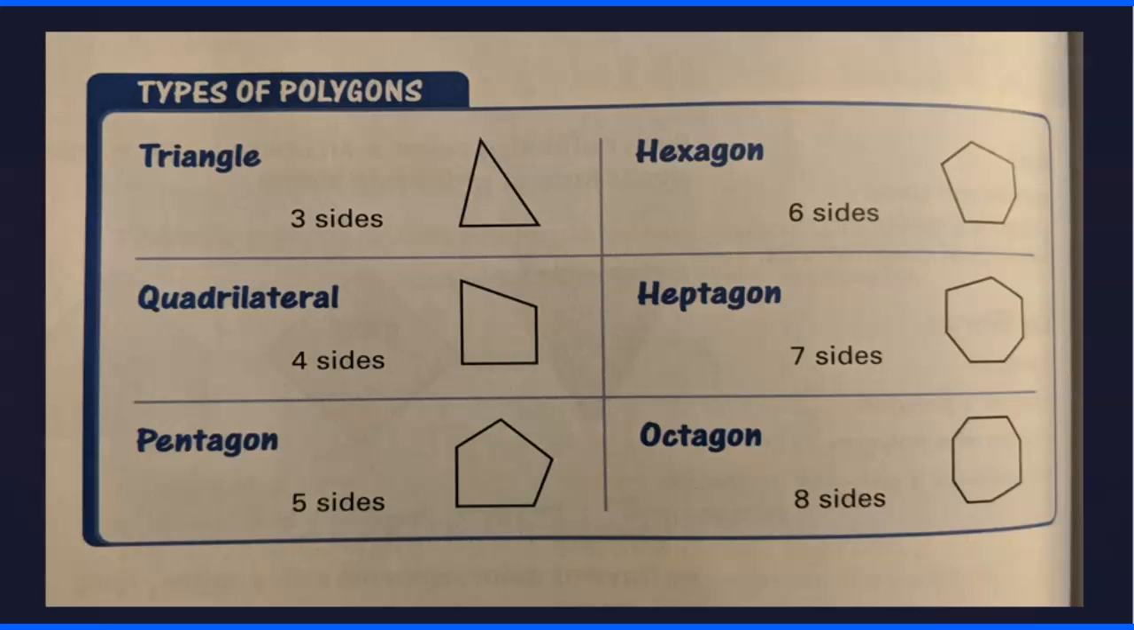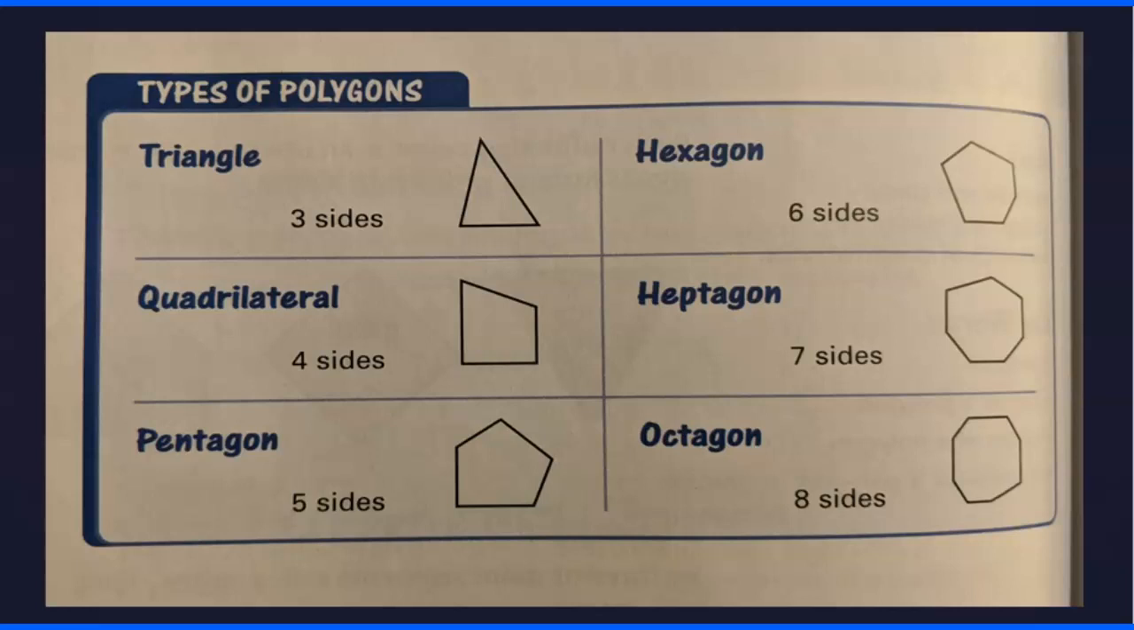C is going to be a pentagon. It's got 5 sides. And D is not a polygon because some of the sides intersect more than 2 other sides. So when you see those 2 triangles together like that, you are probably not going to have a polygon.